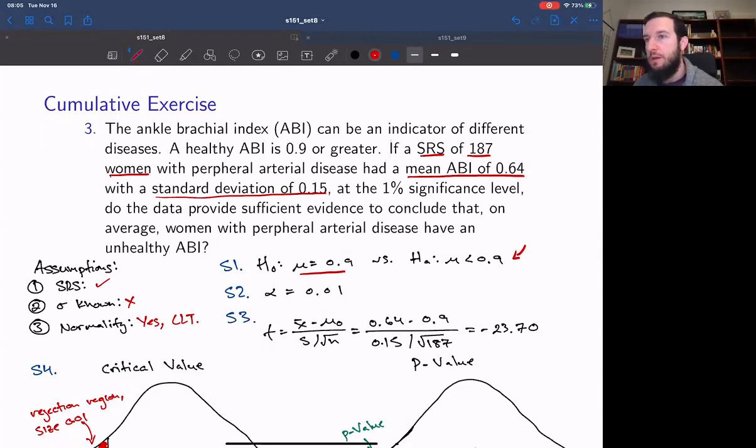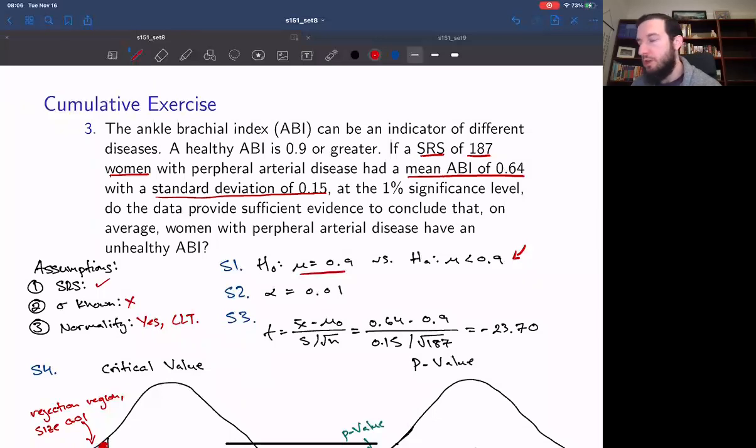So in order for it to be unhealthy, it has to be less than 0.9 because we are told that a healthy ABI is equal to 0.9 or bigger than that. So we have mu equals 0.9 versus the alternative that mu is less than 0.9. Okay, so that's where we get the alternative from.